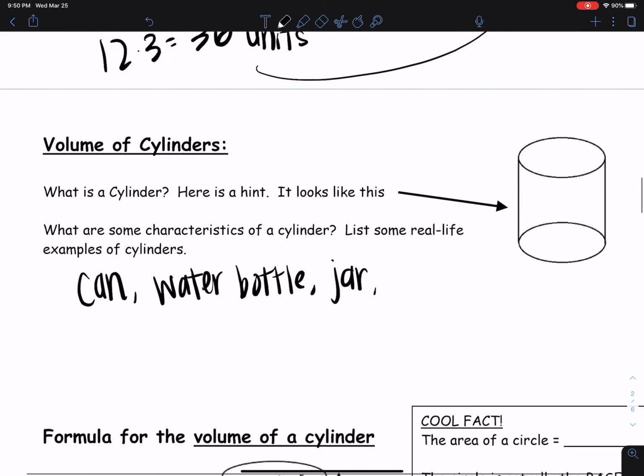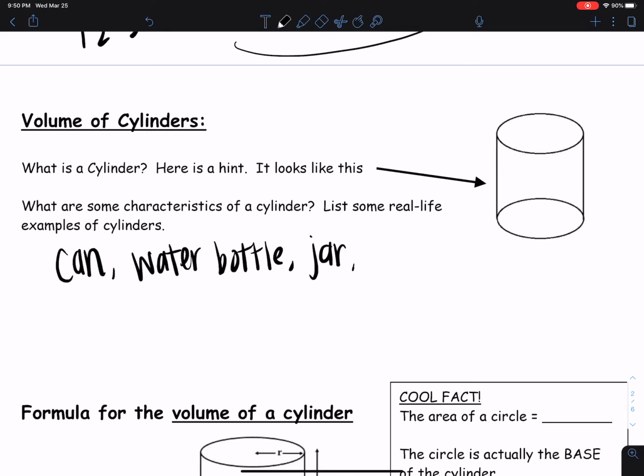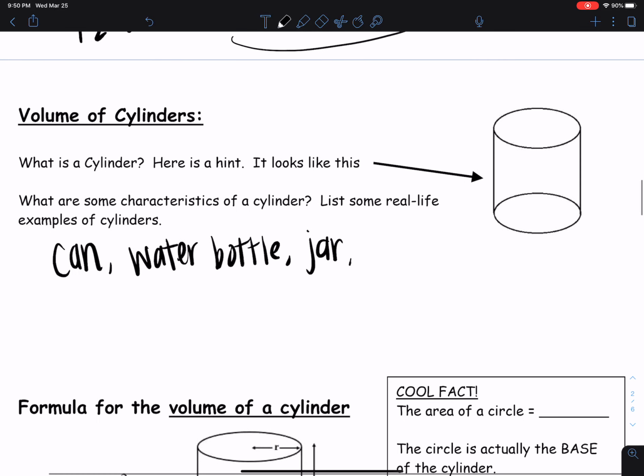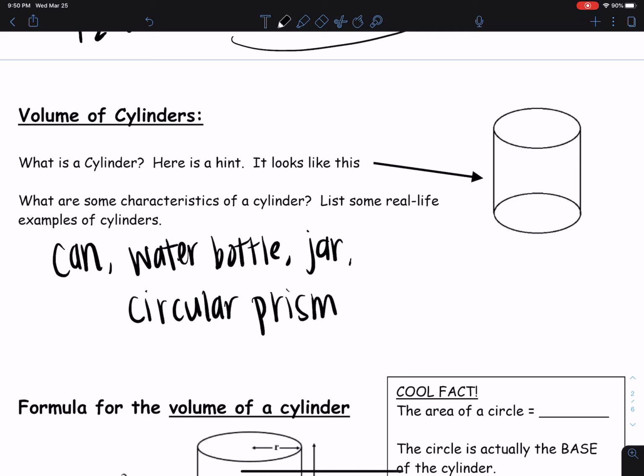And based on what we just did, this is kind of just like a circular prism, right? So instead of it being like a rectangular prism or a triangular prism, it's a circle. So we're going to do it the same way, where this circle is the base, and then we just multiply it by the height. So the only thing that's different is that instead of finding the area of a rectangle or a triangle or something, we have to find the area of this circle. So remember, the area of a circle is pi r squared.